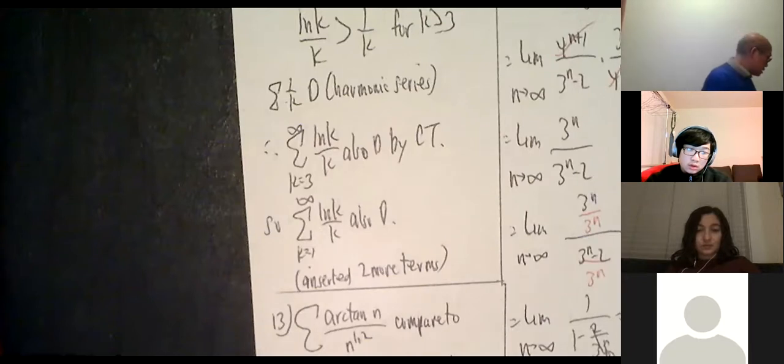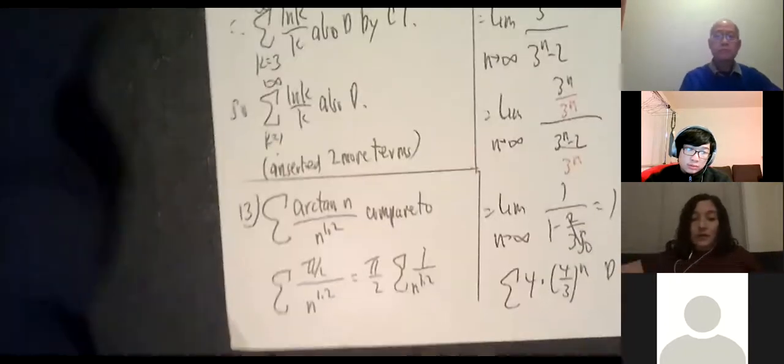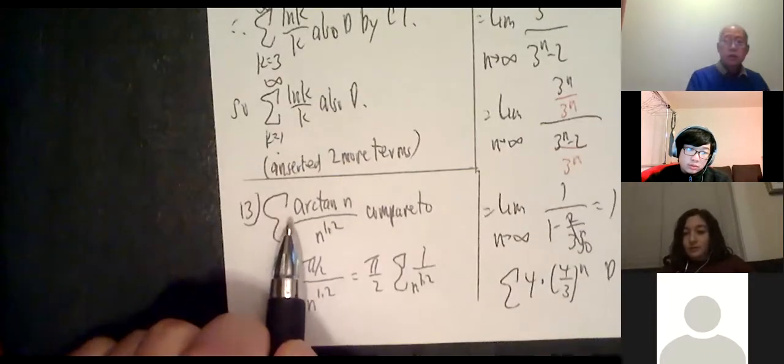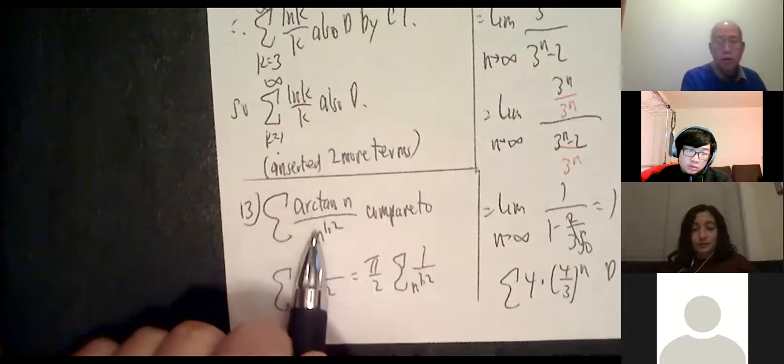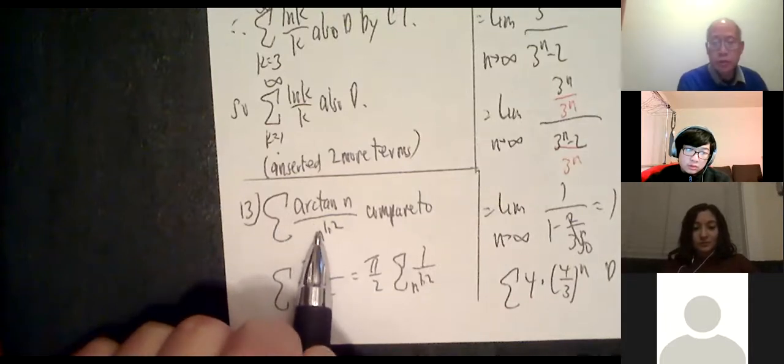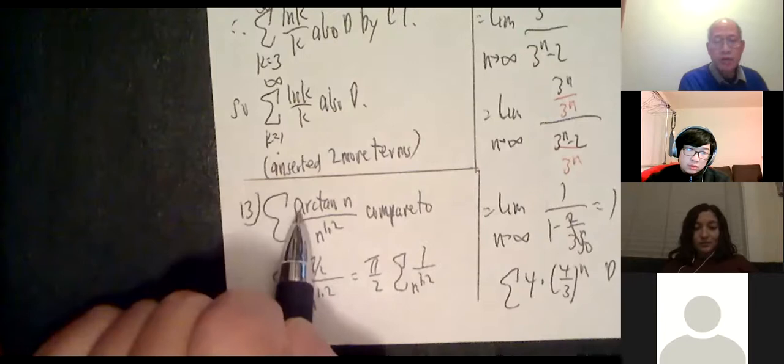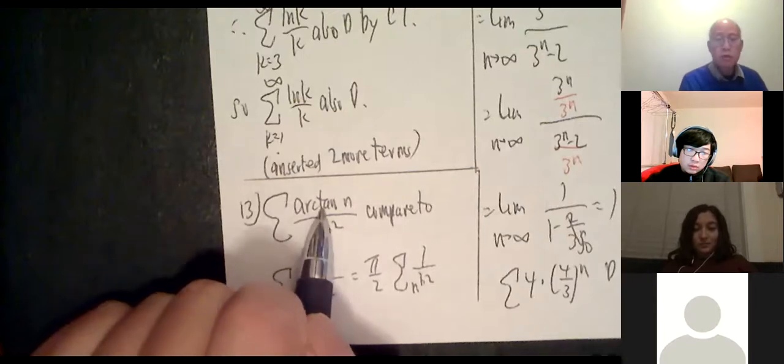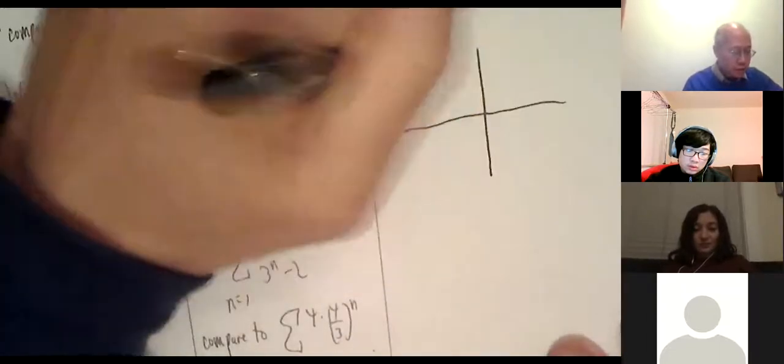All right, and then let's see. My 13 looks like it's different, but be that as it may. Summation arctan n over n to the 1.2. We have to know what happens to arctan. It's worth knowing the arctan, so a little timeout. Arctan looks like this.